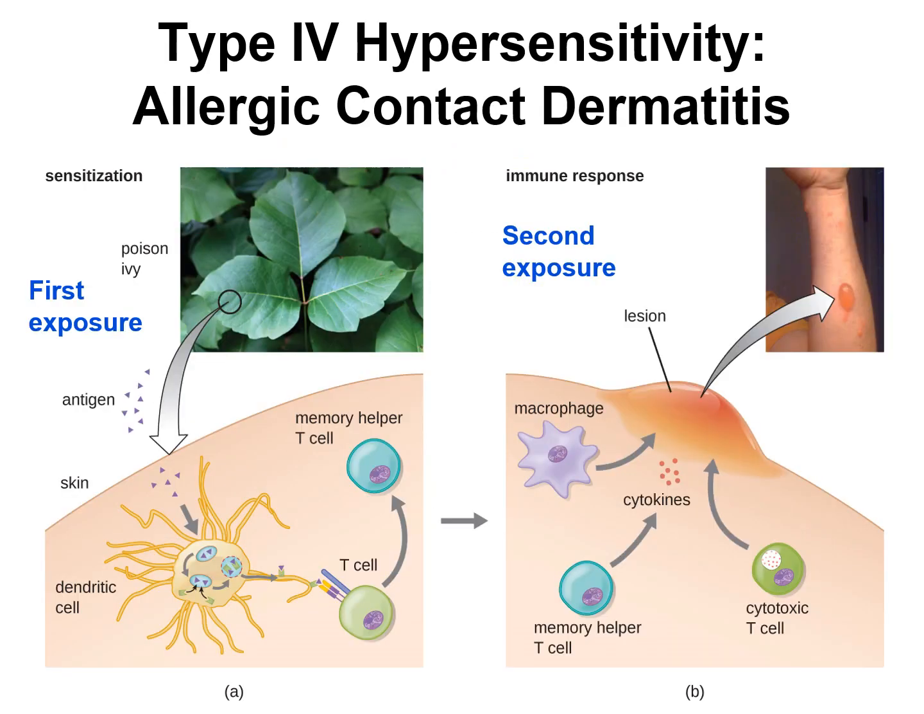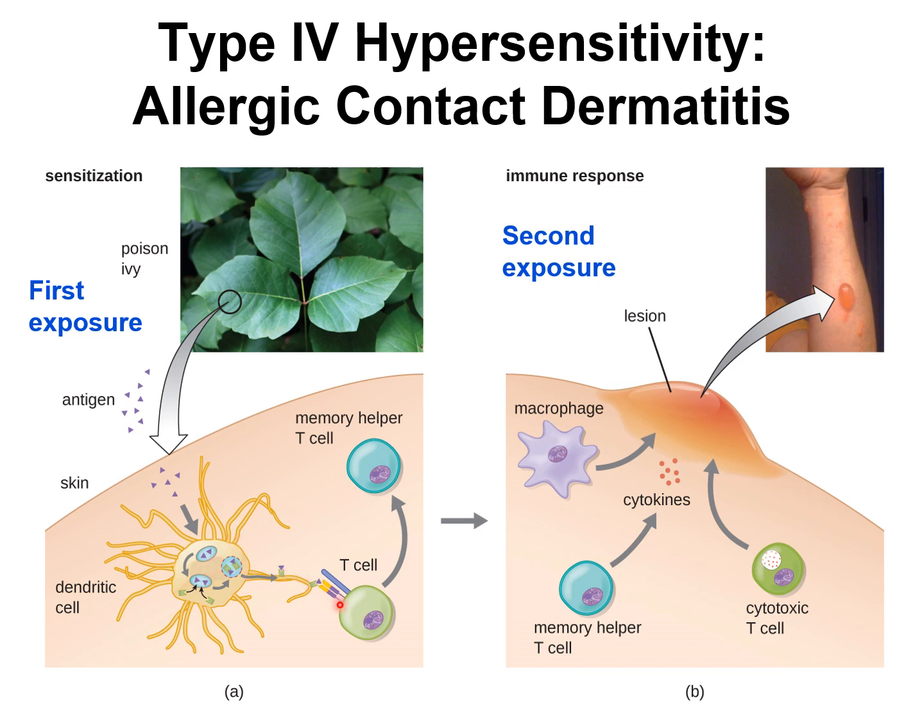Here's a type 4 hypersensitivity reaction. This is allergic contact dermatitis. So here we have exposure to poison ivy. So the oil from the plant leaves will actually penetrate the skin and get eaten by some of the antigen-presenting cells like a dendritic cell or a macrophage.